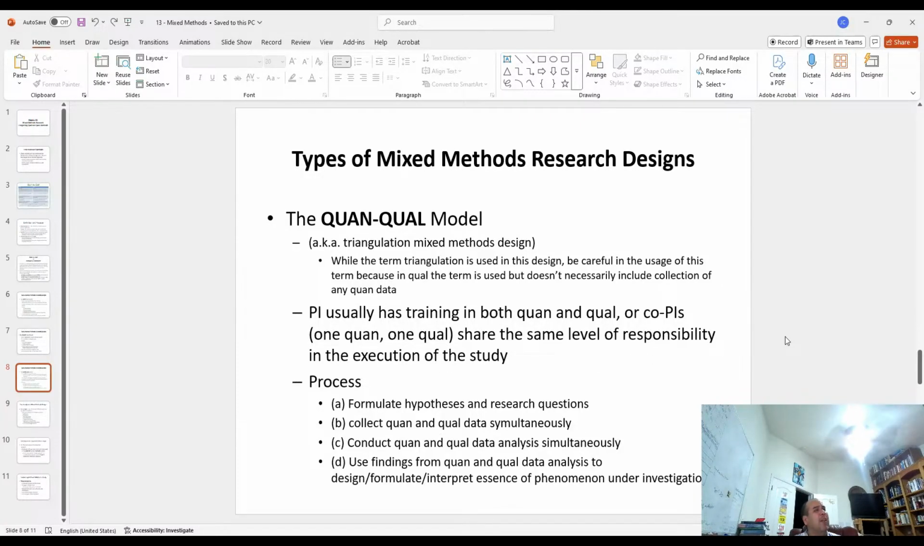The process is you formulate a hypothesis and a research question. You collect both quantitative and qualitative data simultaneously. You conduct quantitative and qualitative data analysis simultaneously. And you use your findings from both to design, formulate, and interpret the essence of the phenomenon under investigation. None carries more weight than the other. None is more important. This is a true equal design, the most equal of all three.